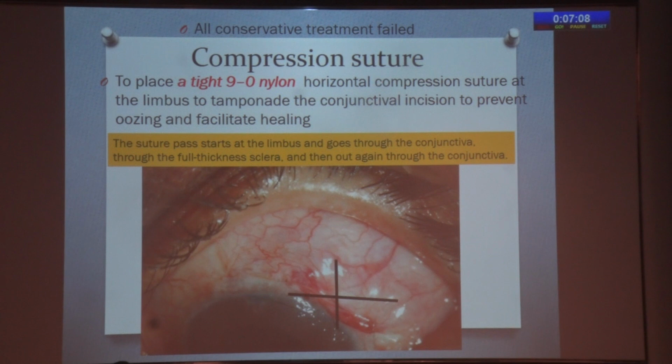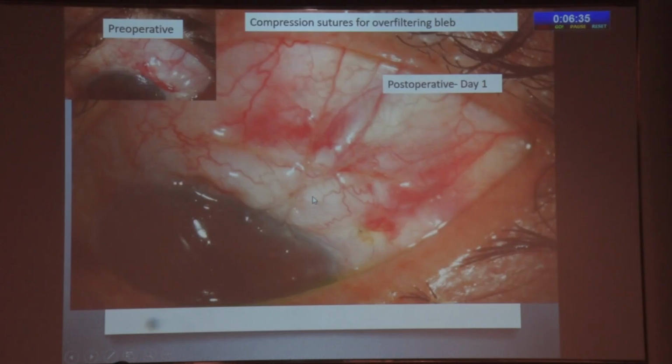Using the 9-0 nylon suture, the horizontal compression suture was taken at the limbus to tamponade the conjunctival incision to prevent the oozing and facilitate the healing. As you see here, the first suture was passed from the limbus, and the posterior edge was taken through the posterior edge of the bleb, and try to pass this suture through the conjunctiva, not full thickness sclera, full thickness scleral flap as well as part of the sclera. But believe me, it is very, very difficult in a very hypotonous eye with a huge bleb.